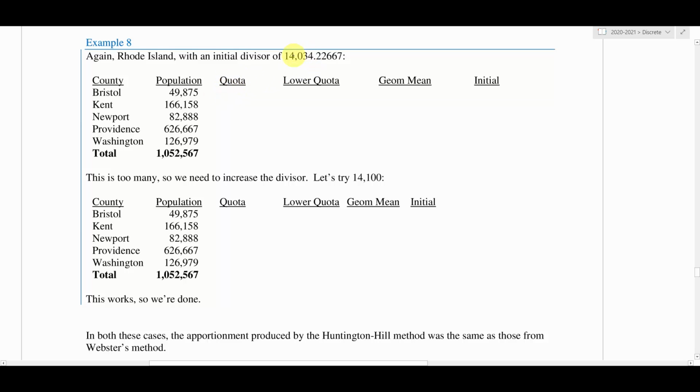So here we go. We're going to do it again, this time with the state of Rhode Island, and this is the same divisor that we came up with in all of the previous examples, and we're going to go through and calculate our quotas in the exact same way.